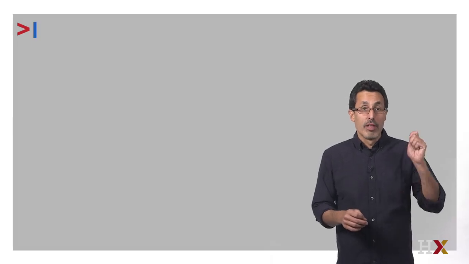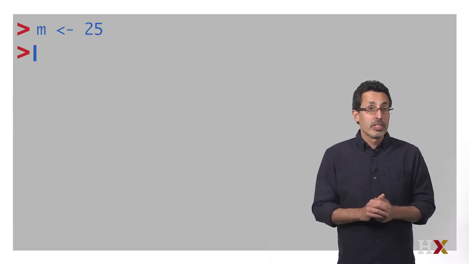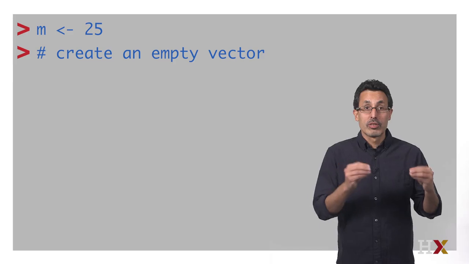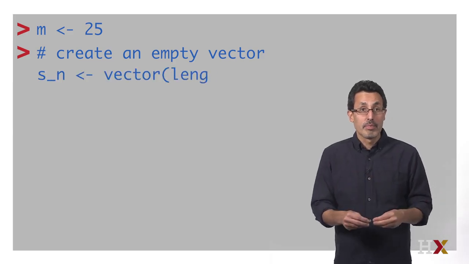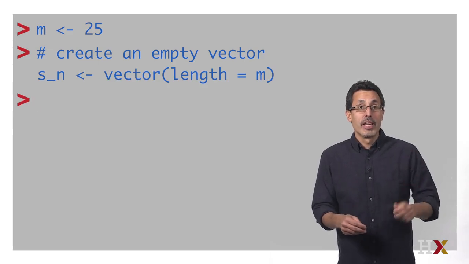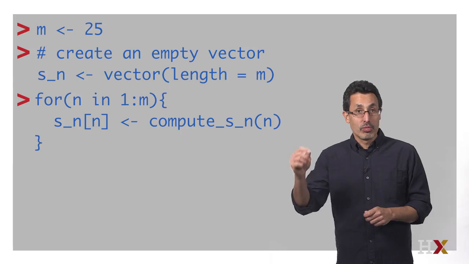And here is the for loop we would write for our sums example. We want to compute the sum for the values 1, 2, 3, up to 25. So the first thing I'm going to do is create an empty vector where I'm going to store the results as I compute them. This is s_n. Now I'm going to write a for loop. The index is n, and I'm going to go from 1 through m, which is 25.